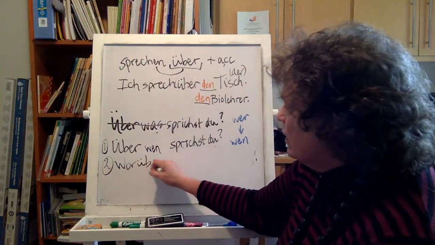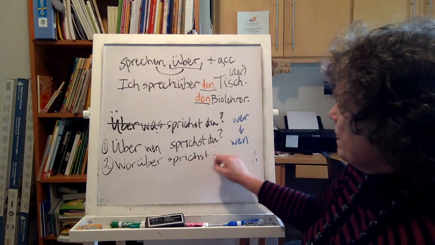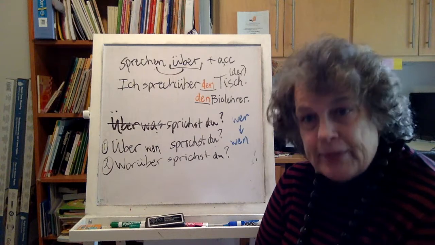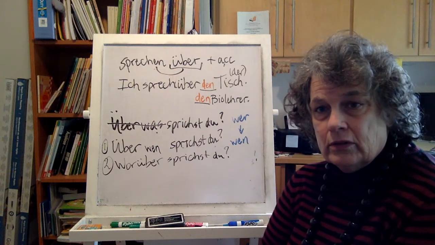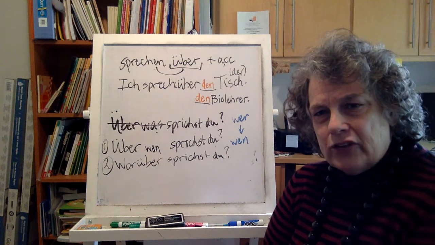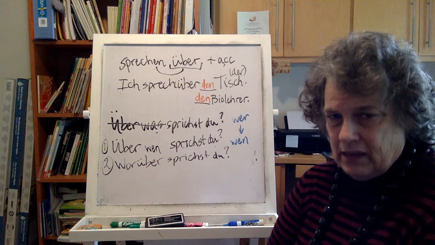worüber sprichst du? Okay? I could say, worüber schreibst du? What are you writing about? Right? I couldn't really say, worüber hörst du? Because you don't listen about something, usually. You just listen to something.